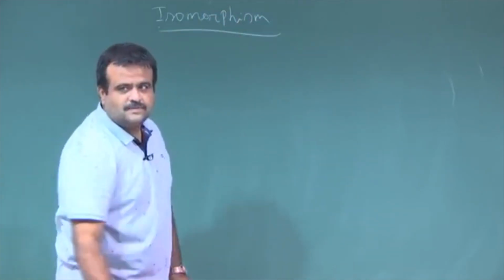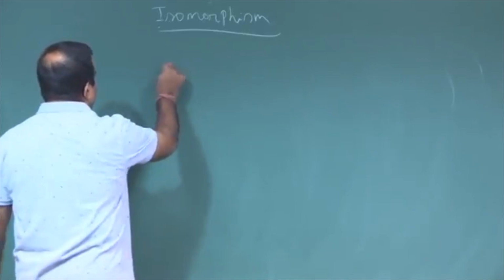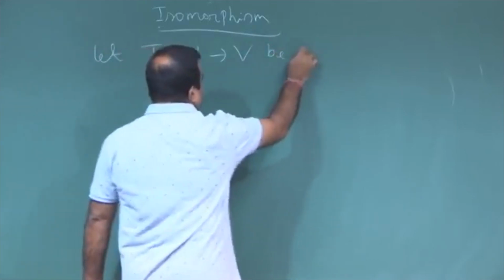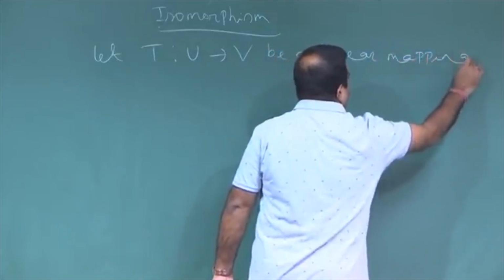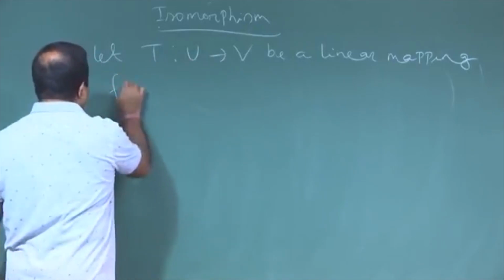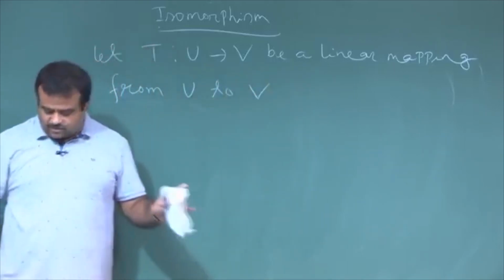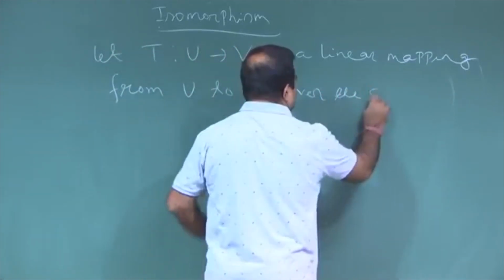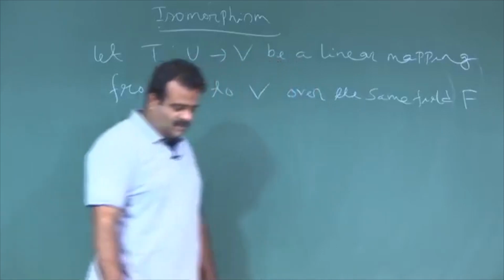Okay. So, it is basically a bijective mapping. Any bijective mapping is called an isomorphism. So, suppose we have vector spaces U and V, and let T be a linear mapping from U to V. These two vector spaces have to be over the same field, and that is most important: the same scalar field F.